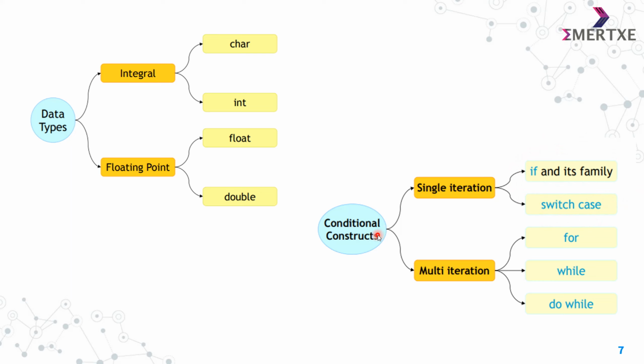All conditional constructs can also be categorized under the multi iterations. These multi iterations can be provided as for loop, then while loop, then do while loop. These are all the loops which are used for the iterations.